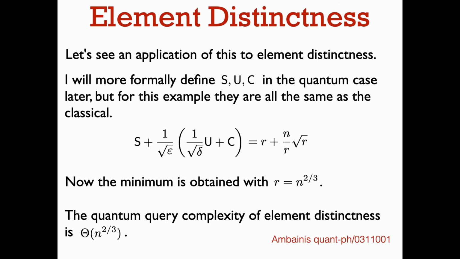However, now, unlike the classical case, we can get something non-trivial. By taking r equal to n to the 2/3, the entire bound becomes n to the 2/3. So this gives a bounded error quantum query algorithm for the element distinctness problem that makes order n to the 2/3 many queries. And this is known to be tight. This upper bound was first shown in a remarkable paper by Andris Ambainis, one of the pioneers of the application of quantum walks to quantum algorithms.